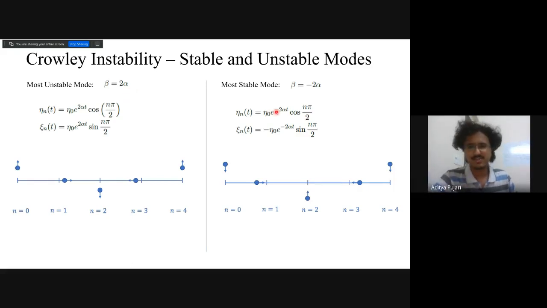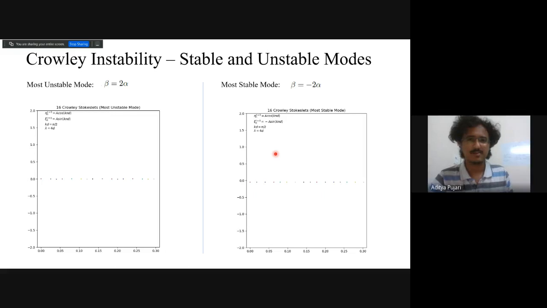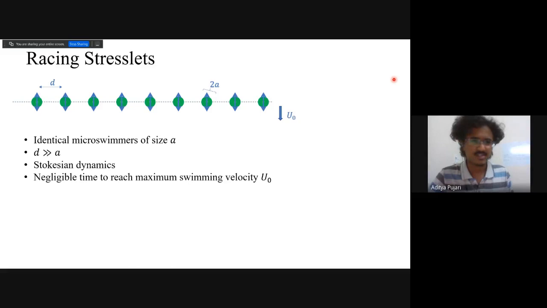And likewise for the most stable mode, where this one is tending back to its mean position from the perturbation, and so is this one. So we were successfully able to reproduce this. This is actually a really old paper, from the 1970s, where this guy, whose research was funded by the Xerox Corporation, I don't know why, did this experiment and showed that. So we reproduced that.